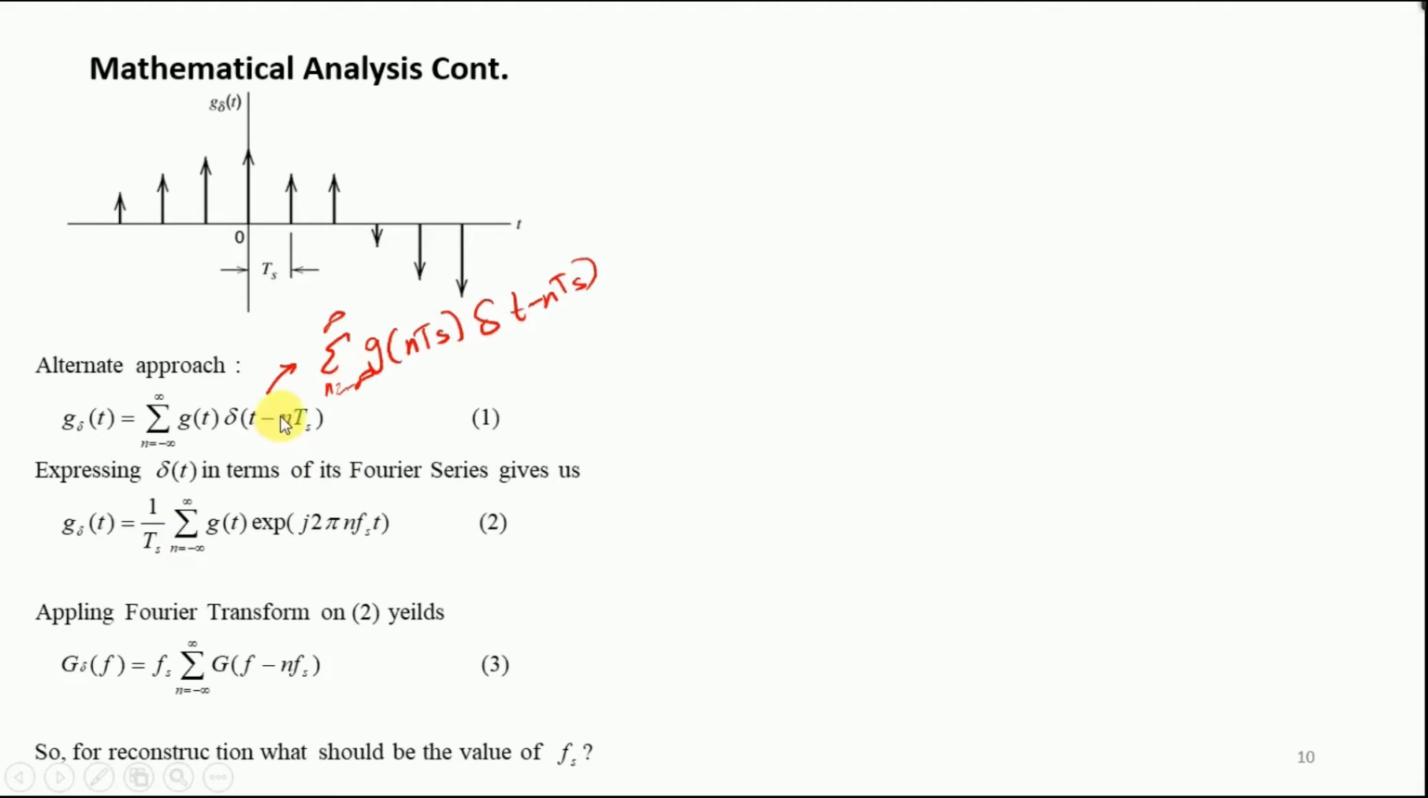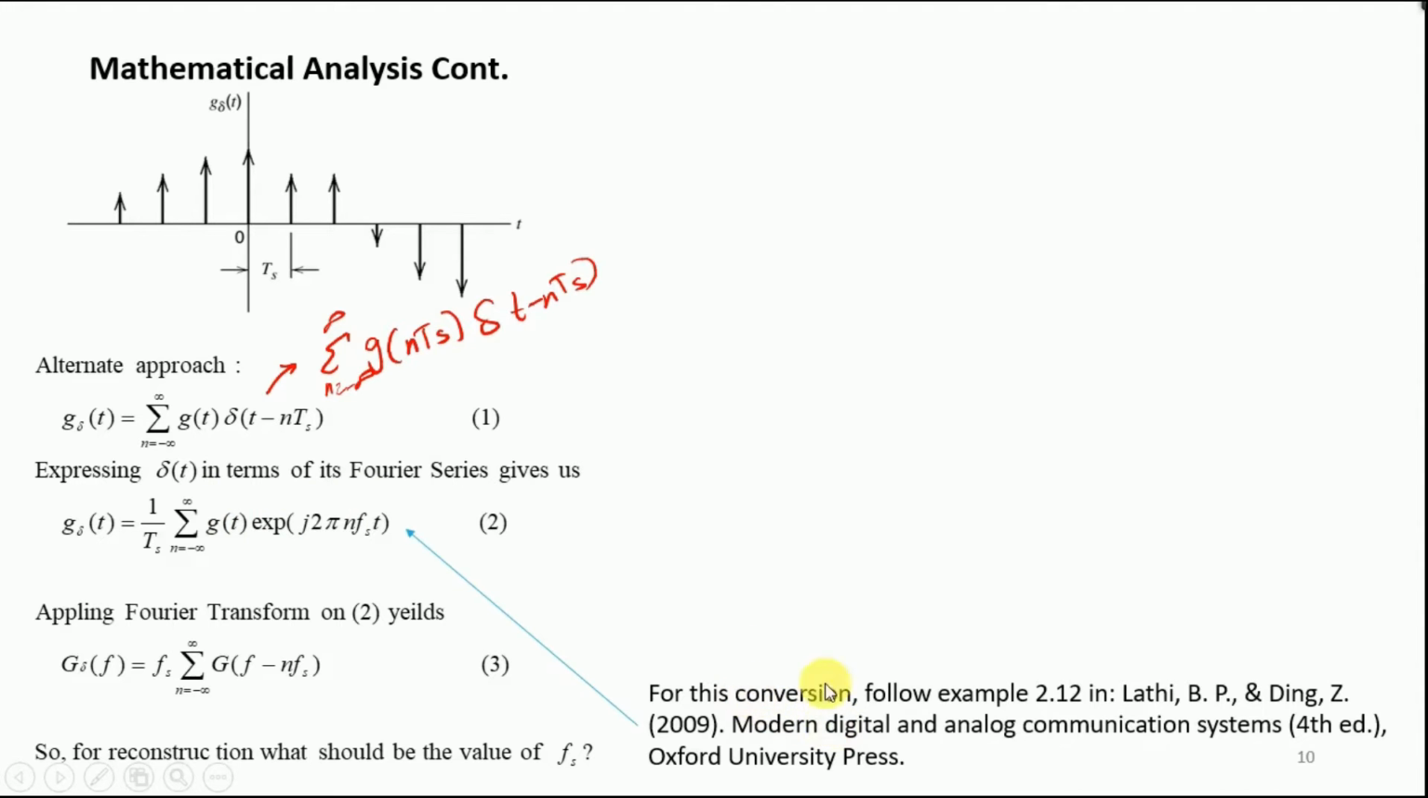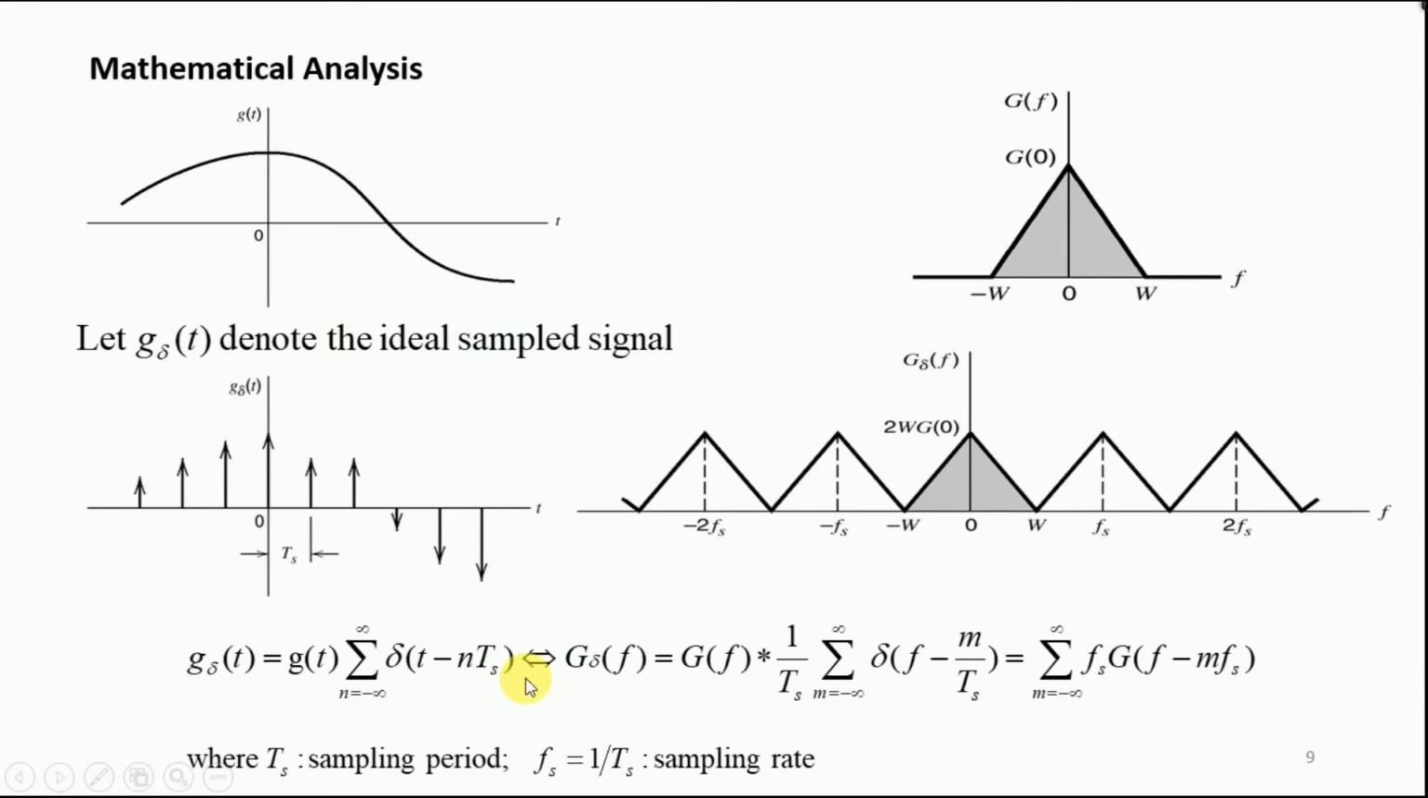How we convert from delta of t minus nTs to over here, you can have a look at example 2.12 in our textbook. Now again, if we take the Fourier transform of the second expression, we would achieve the third expression, that is, fs times the summation from n equals minus infinity to infinity of G of f minus n fs, which means that G of f is available at integer multiples of the sampling frequency fs, where the integer is appearing over here in the summation block. Note that this expression 3 was also achieved previously over here.